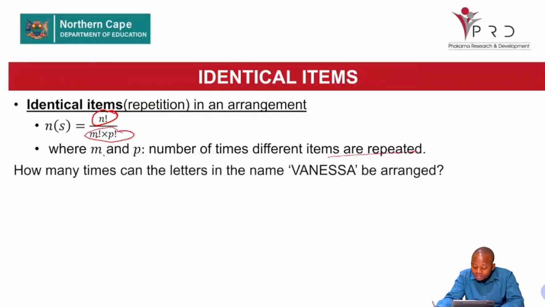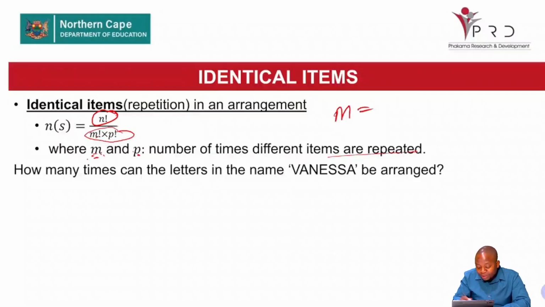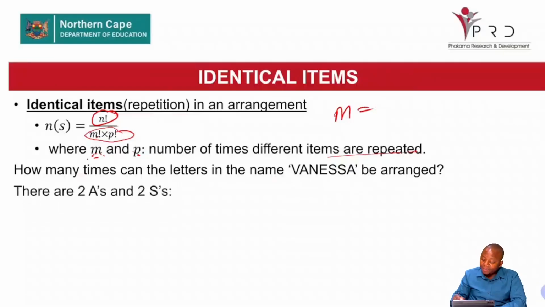Now let's look at the word Vanessa. In how many ways can the word Vanessa be arranged? Now let's check. M and P are identical items. In this case, we can say our M, just to make an example, is what? We have two S's, and we have an A and an A there. So we can say M is for S, and if M is for S in this case, how many choices do I have for that? We have two of the S's there.